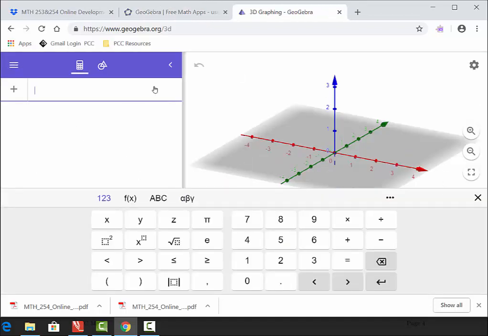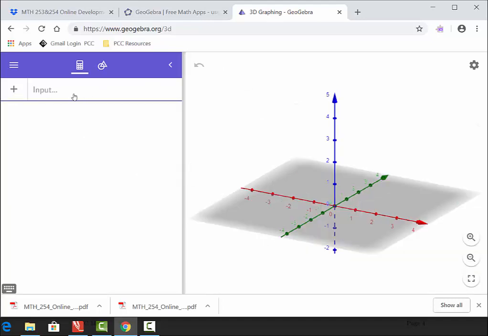And we'll get our fields here that we can plug things in. I'm going to close this keyboard. You're welcome to use it here if you'd like, but I'm just going to use the actual physical keyboard to do this. So I want to create an object r of t equaling a space curve.